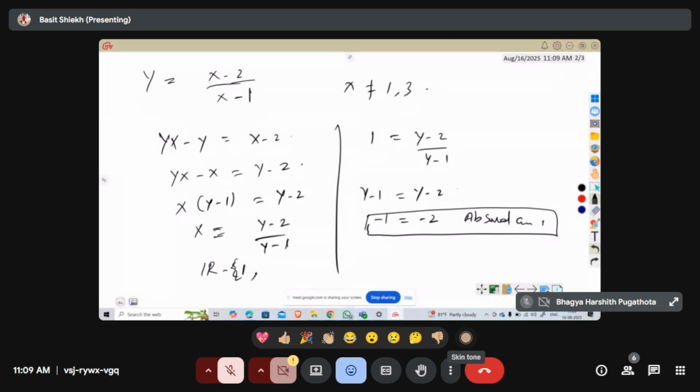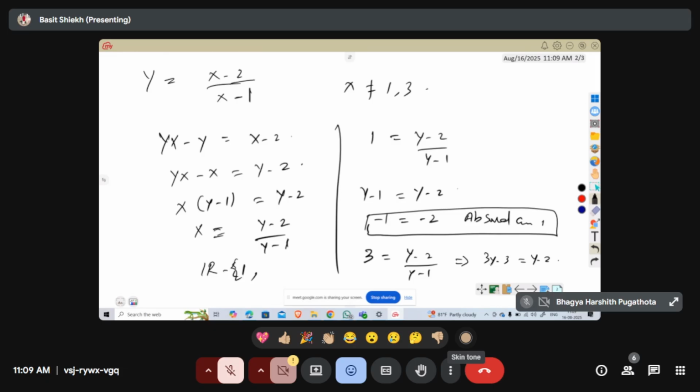Okay, second point, I will be checking for 3. I will give the value of x equal to 3. Then I will check what is the value of y. y minus 2 divided by y minus 1. Then it will become 3y minus 3 equals y minus 2.